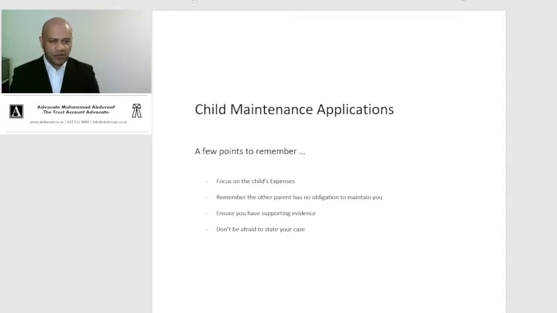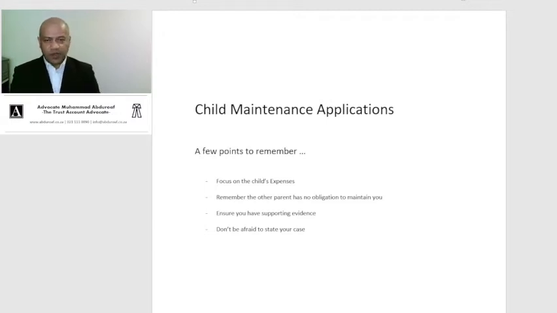And I like using this example. If you did not have the minor child living with you, let's say the minor child was living with the other parent, and you had to choose accommodation, what would be the cost of the accommodation? Would it be a 4-bedroom house? Would it be a 2-bedroom house? Would it be a 1-bedroom house or apartment?